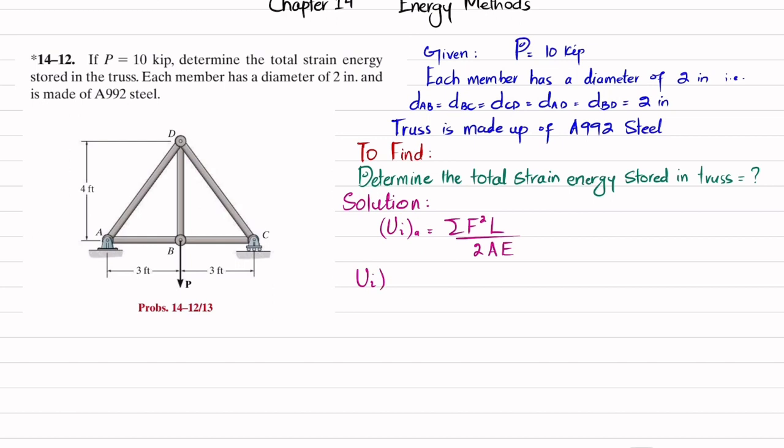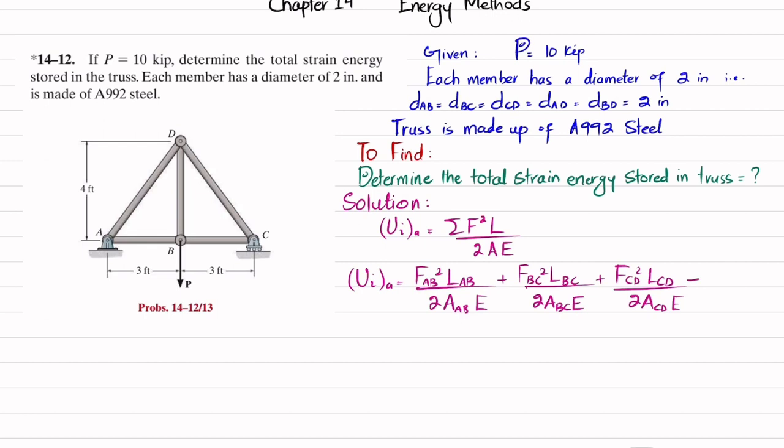So if you expand this formula, it will become equal to F_AB squared into L_AB divided by 2 times area of AB into E, plus F_BC squared into L_BC divided by 2 times area BC into E, plus F_CD squared into L_CD divided by 2 A_CD into E, plus F_AD squared into L_AD divided by 2 A_AD into E, plus F_BD squared L_BD divided by 2 times A_BD into E.